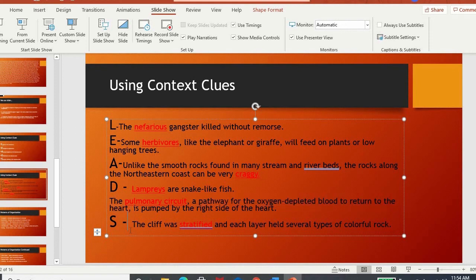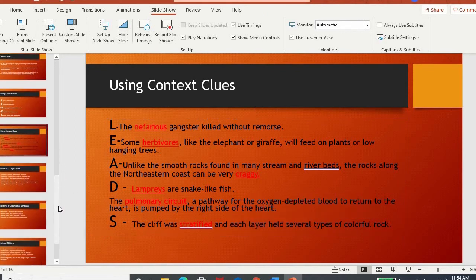And then finally, a synonym. The cliff was stratified, and each layer held several types of colorful rock. Well, if I wasn't sure what the word stratified meant, a couple words later tells me a synonym, the word layer. So that's an example of using context clues.